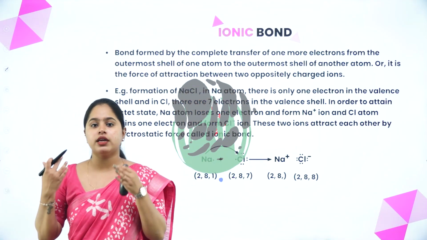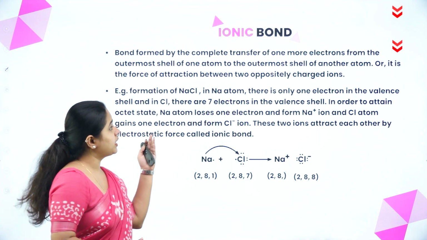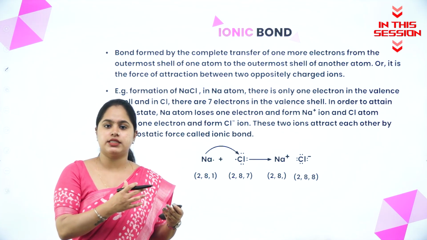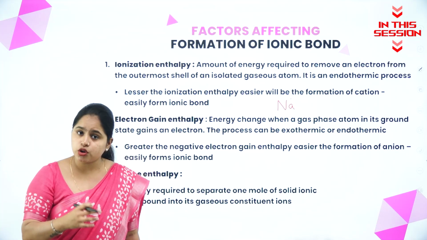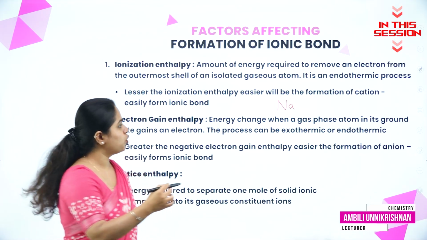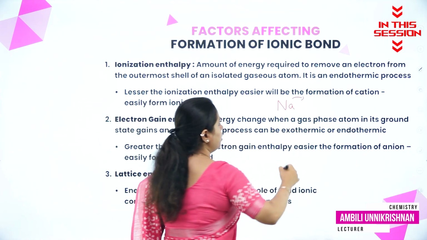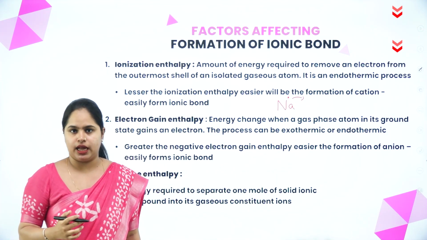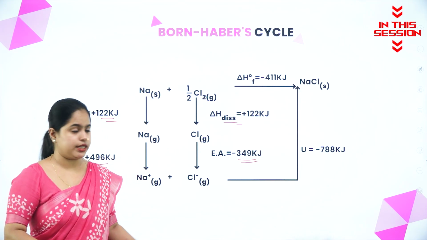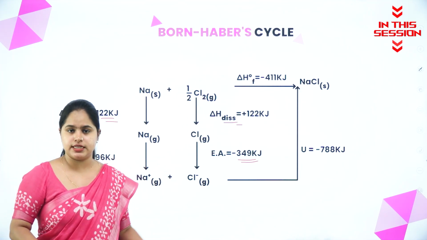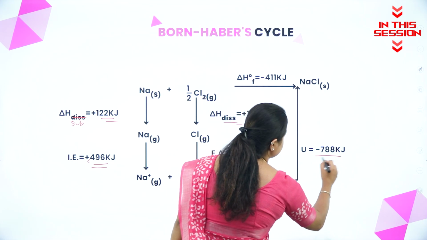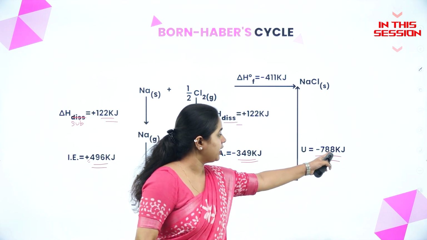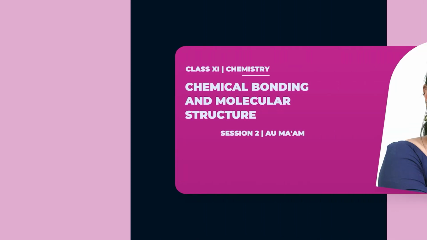In the case of covalent bond, it was sharing of electrons, but in the case of ionic bond, it is the transfer of electrons from one atom to another atom. The amount of energy which is required to remove this particular electron from its outermost shell is called the ionization enthalpy. This energy associated with the combination of these two forming NaCl is called lattice energy, which is represented by U, which is equal to minus 788 kilojoules.